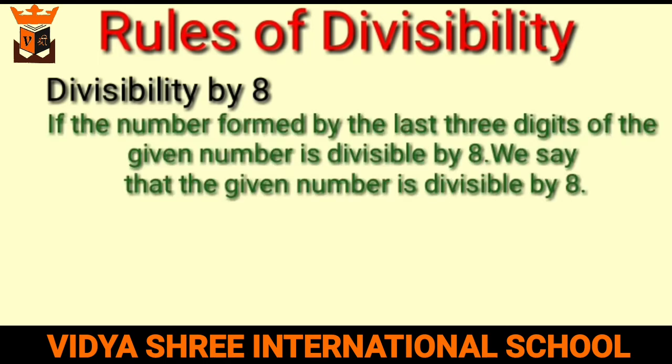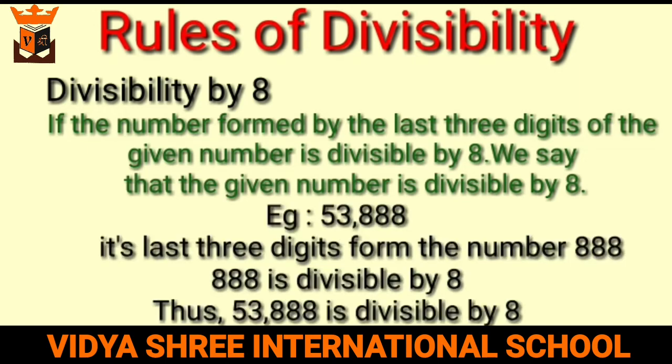If the number formed by the last three digits of the given number is divisible by 8, we say that the given number is divisible by 8. For example, 53,888. Its last three digits form the number 888, which is divisible by 8. Thus, 53,888 is divisible by 8.